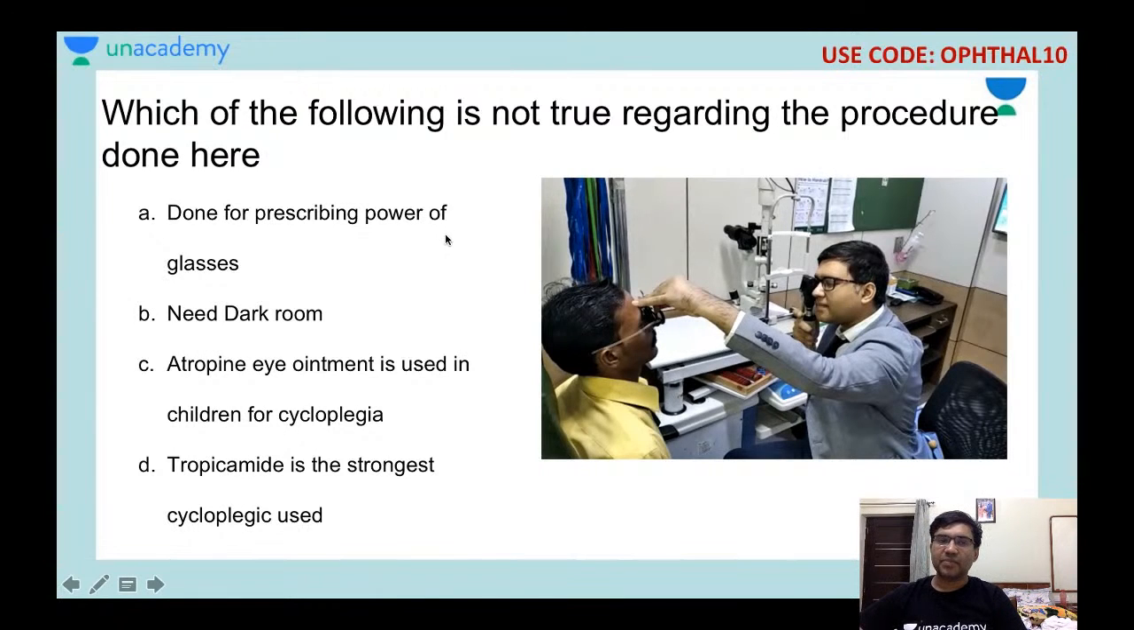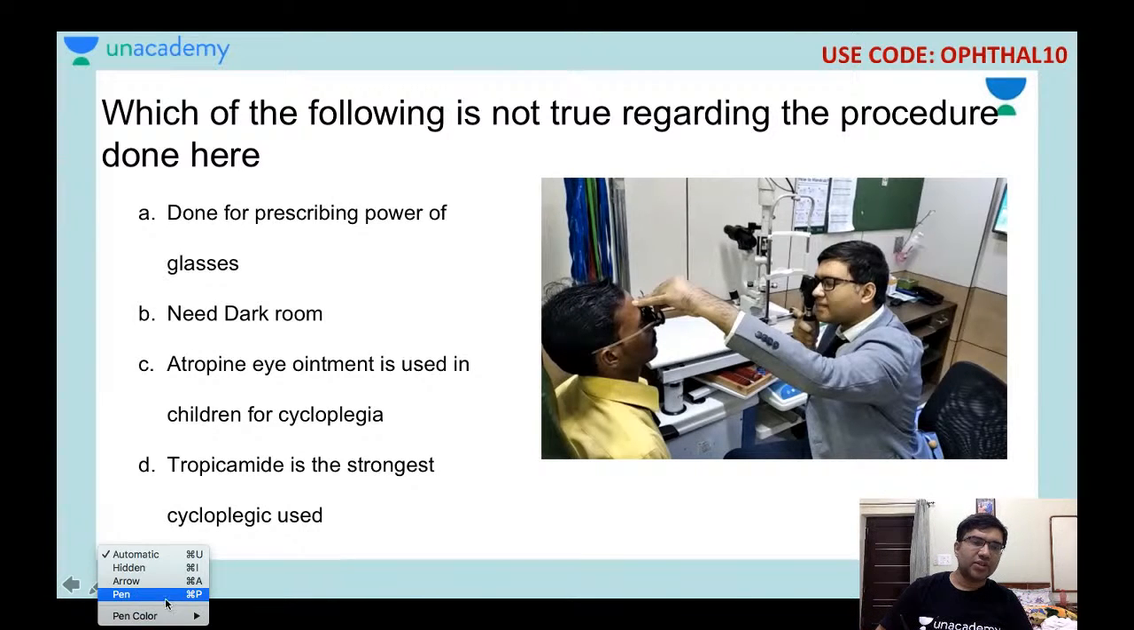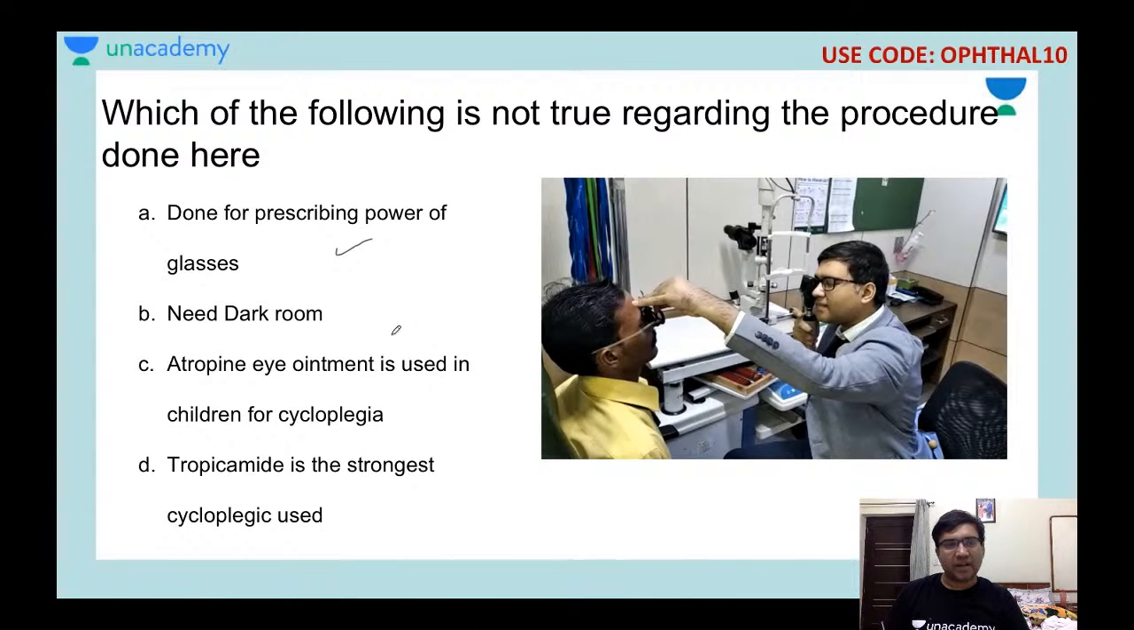Done for prescribing power of glasses, need dark room. Atropine eye ointment is used in children for cycloplegia. Tropicamide is the strongest cycloplegic used. This is a retinoscopy which is going on. Retinoscopy, we all know, is done for prescribing the power of glasses. It needs a dark room. I have made the room illuminated to take the picture.